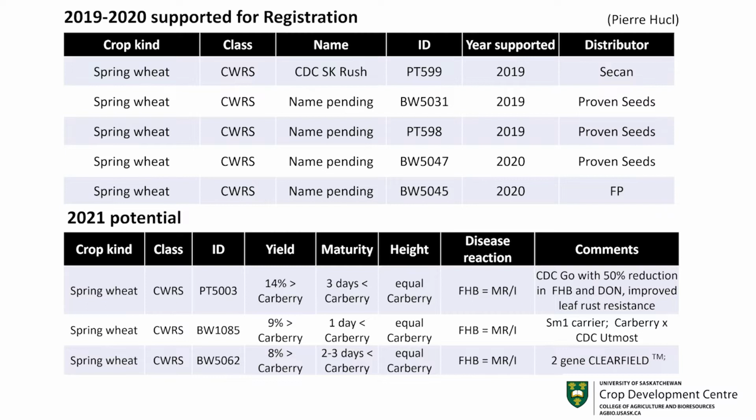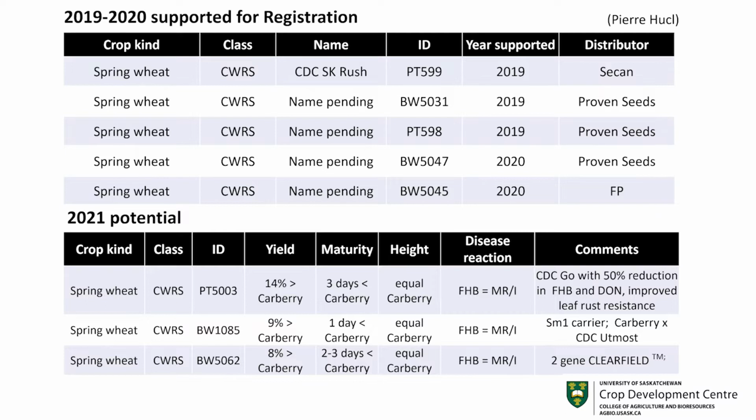And then the last column here shows what the advantage is of each of these unique new lines, potential new varieties. For example, compared to CDC Go, the first has a 50% reduction in Fusarium head blight, FHB, and improved leaf rust resistance.